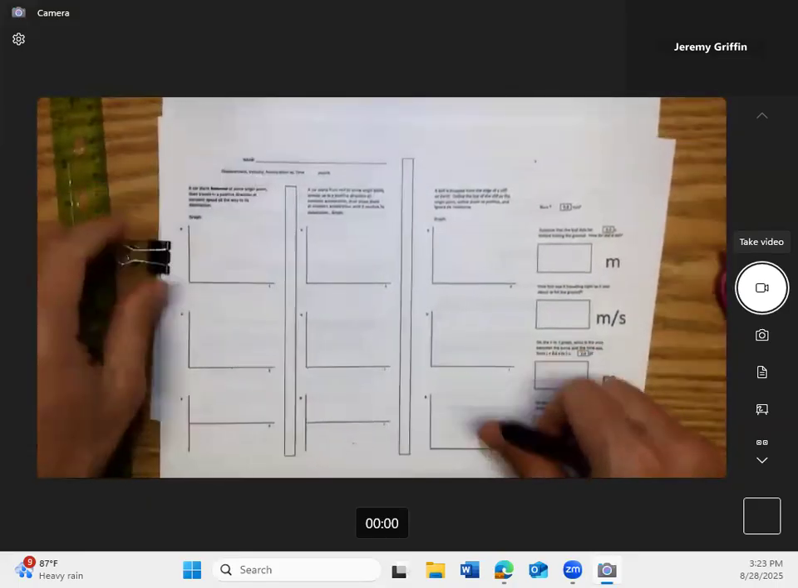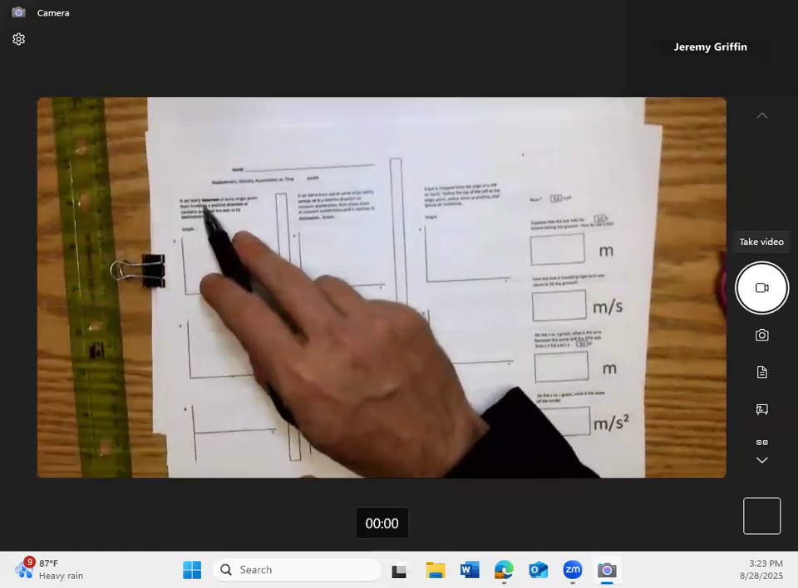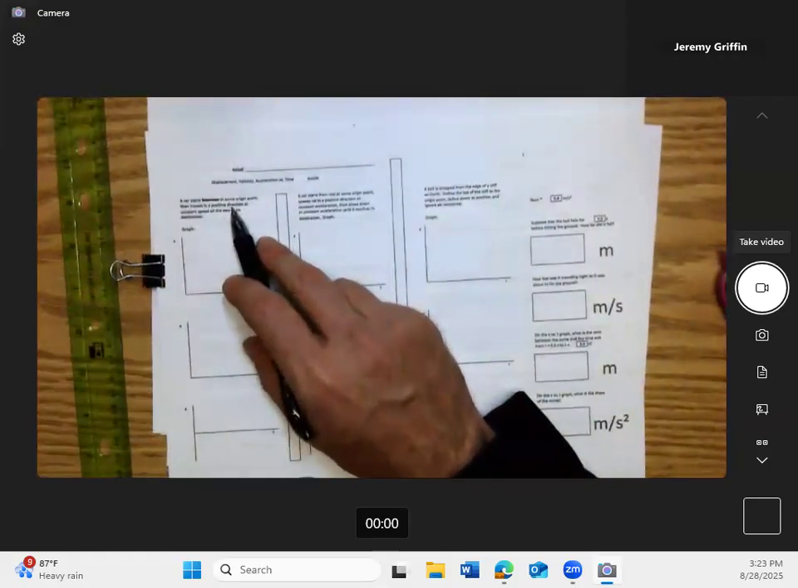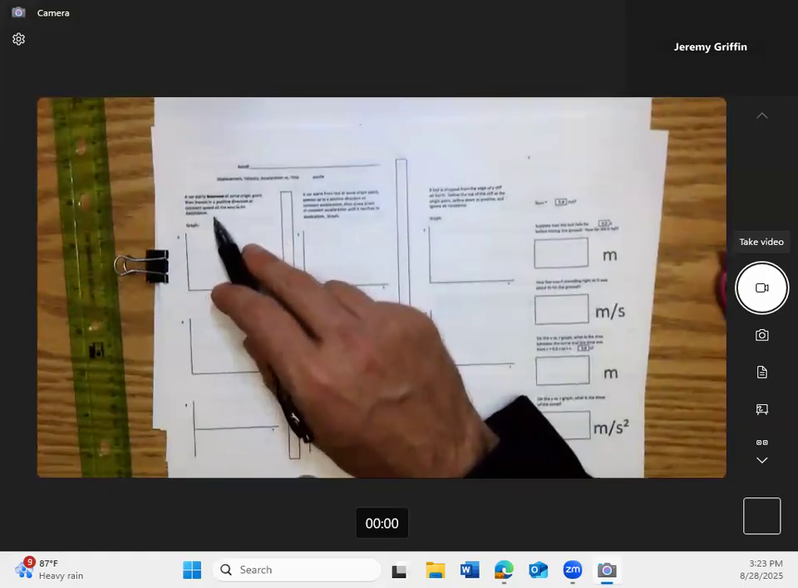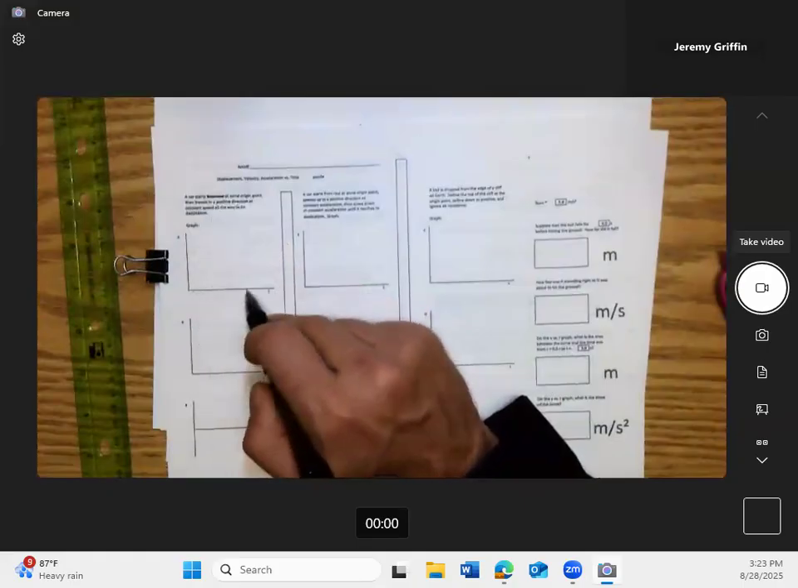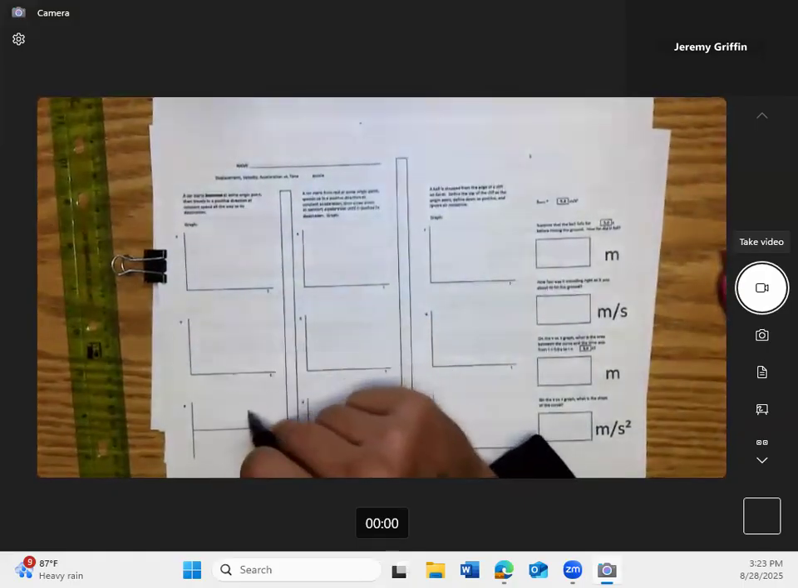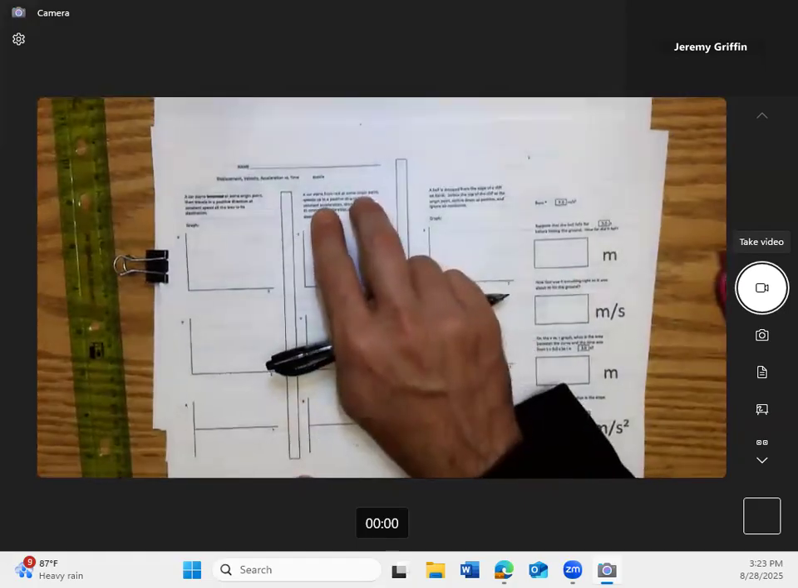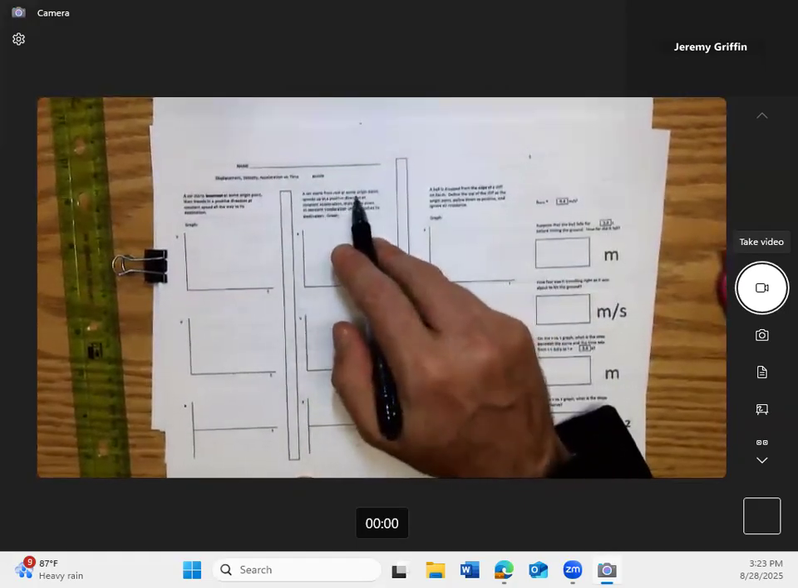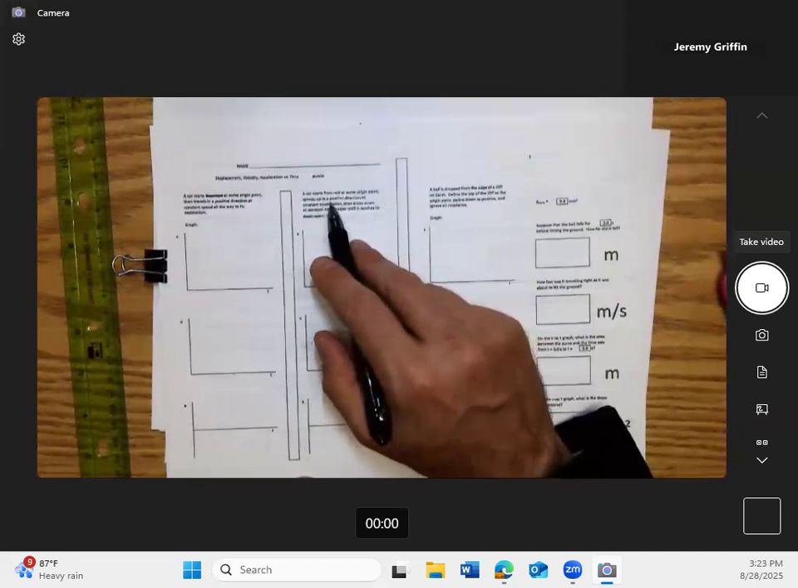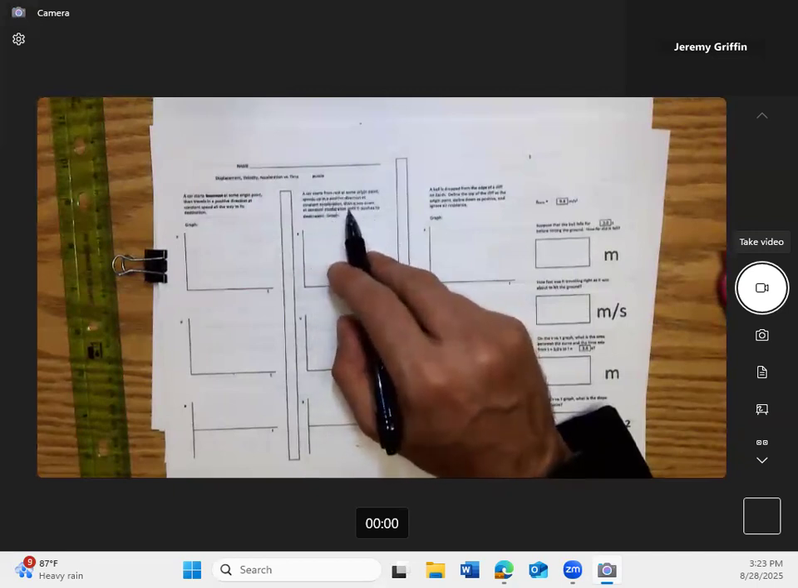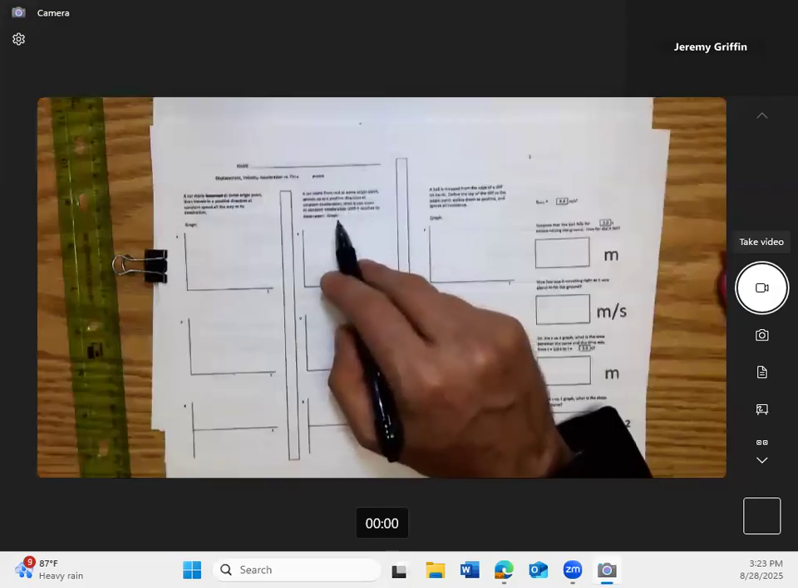Let's read these scenarios. The first one: a car starts at some origin point, travels in a positive direction at constant speed all the way to its destination. What is distance versus time, velocity versus time, acceleration versus time? The second scenario: the car starts from rest at some origin point, speeds up in the positive direction at a constant acceleration, then slows down at constant acceleration until it reaches its destination.